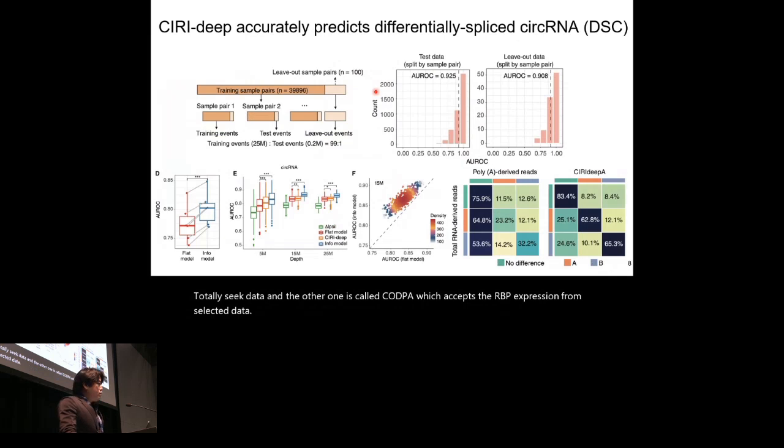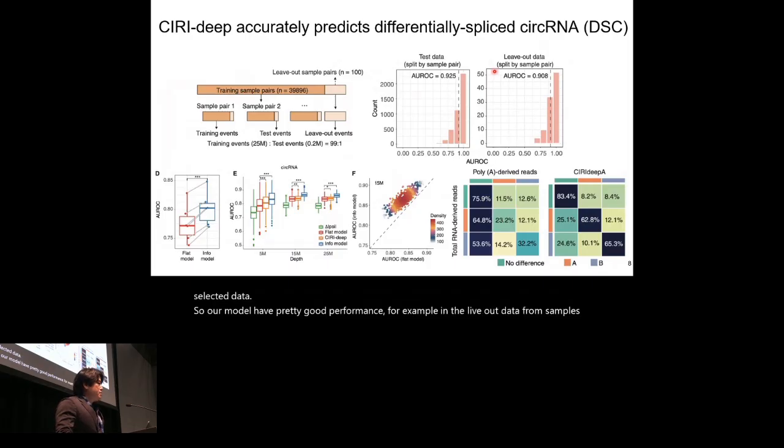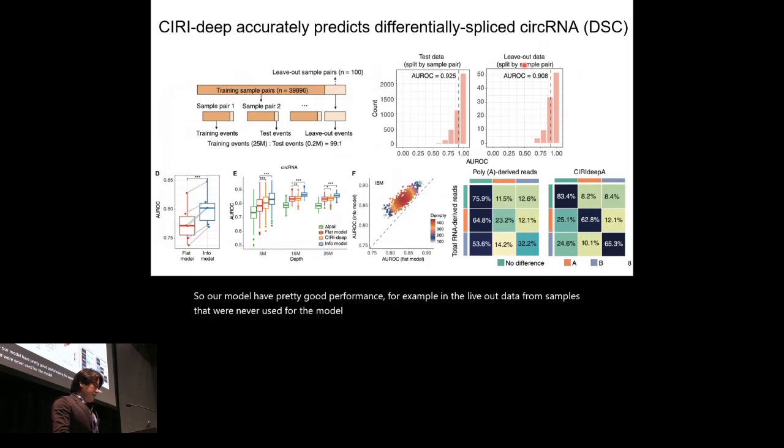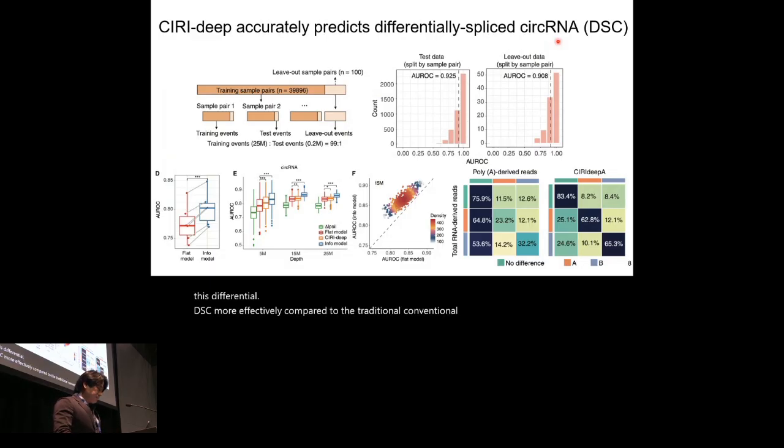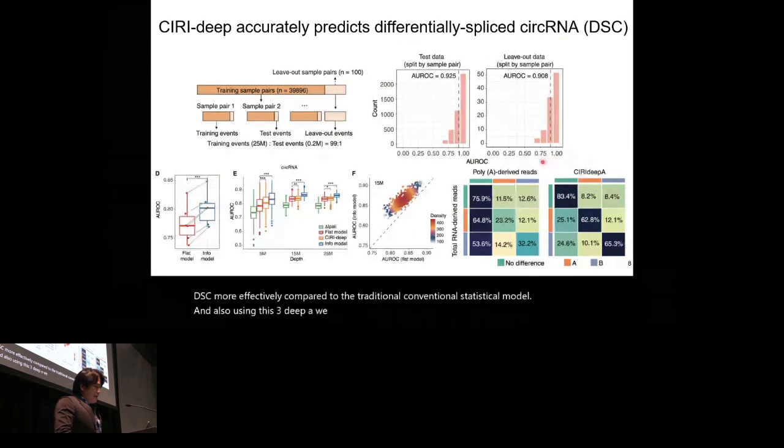Our model has pretty good performance. For example, on the held-out data from samples that were never used for model training, our model can achieve an AUROC higher than 0.9. When the sequencing is not deep enough, we can use the CIRI-Deep model to identify these differentially spliced circRNAs, the DSCs, more effectively compared to conventional statistical models. Also, using CIRI-Deep-A, we can predict the DSCs that are highly consistent with those we identified in the total RNA-seq data.